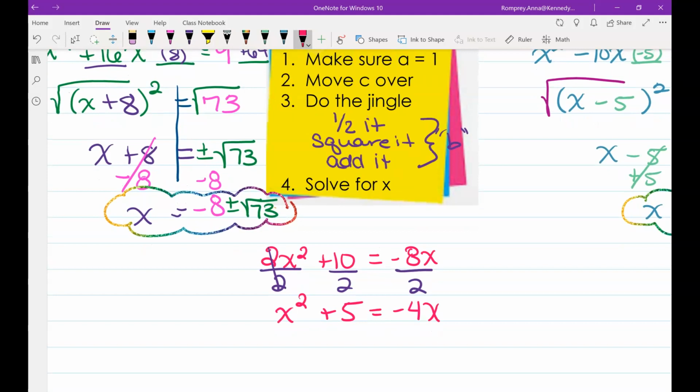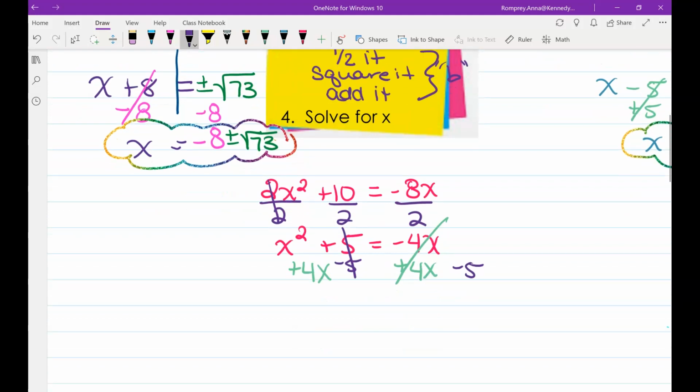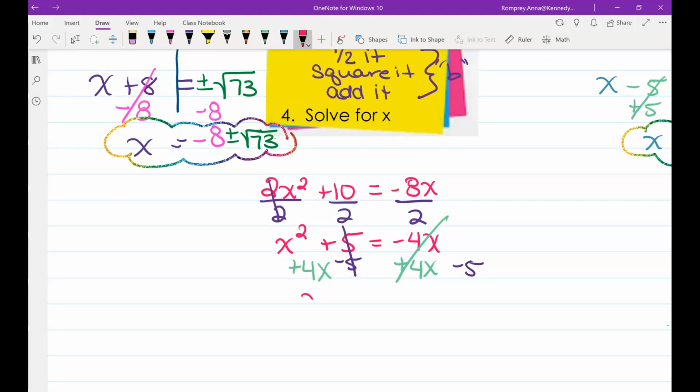Well, we've got more than c to move over because look, our b term is on the opposite side as well. So we've got to do a little bit of moving here. I'm going to add my 4x to the left to move it back over with my x squared. And I'm also going to subtract 5 from both sides to get the c on the other side. So x squared plus 4x, I'm going to spread this out a little bit more. x squared plus 4x, leave my space, equals negative 5.